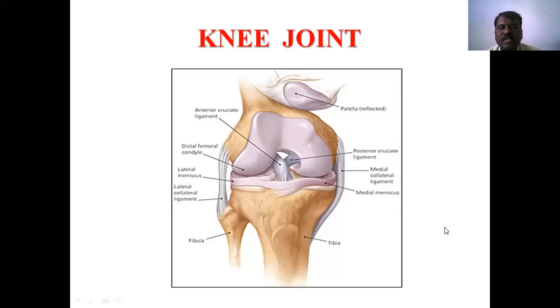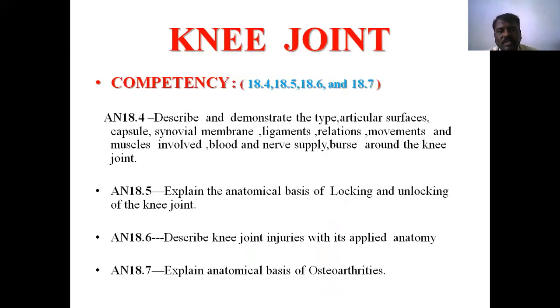Good morning, students. Today we are discussing the knee joint. The competencies are 18.4: describe and demonstrate the type, articular surfaces, capsule, synovial membrane, ligaments, relations, movements, and muscles involved, the blood supply, and nerve supply. What are the bursae around the knee joint?